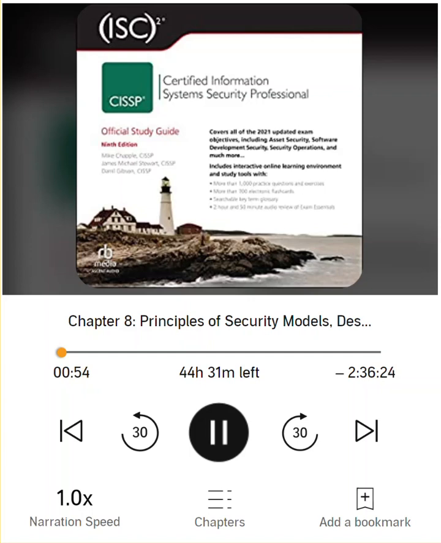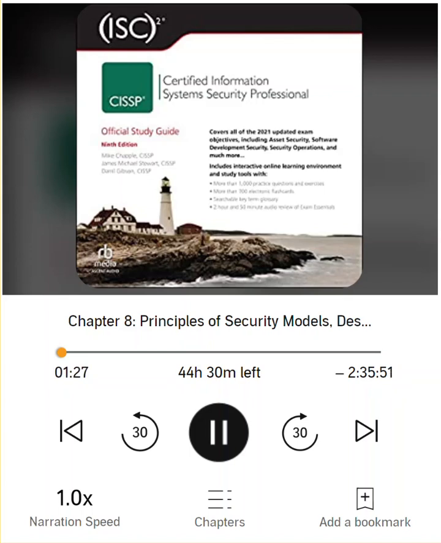3.2, Understand the fundamental concepts of security models. For example, BIBA, STAR model, Bell-LaPadula. 3.3, Select controls based upon system security requirements. 3.4, Understand security capabilities of information systems, IS. For example, memory protection, Trusted Platform Module, TPM, encryption/decryption.